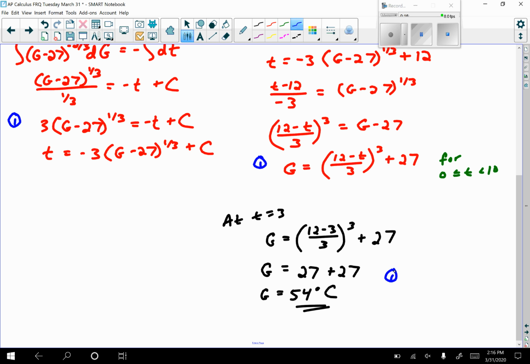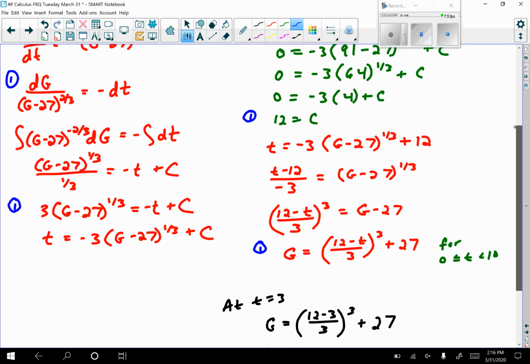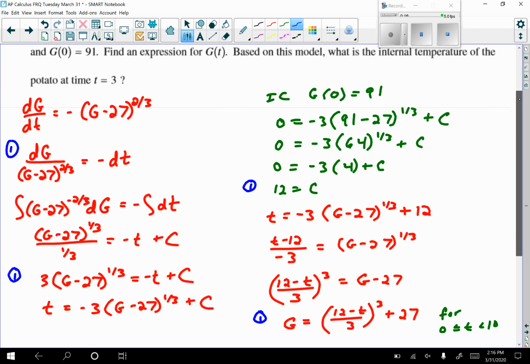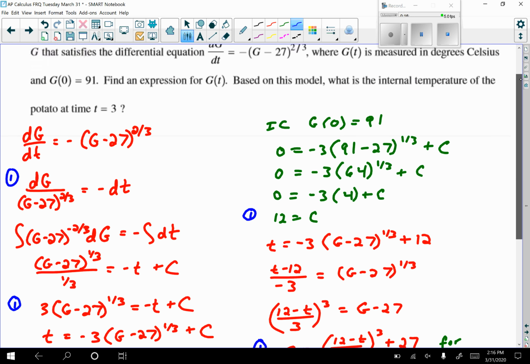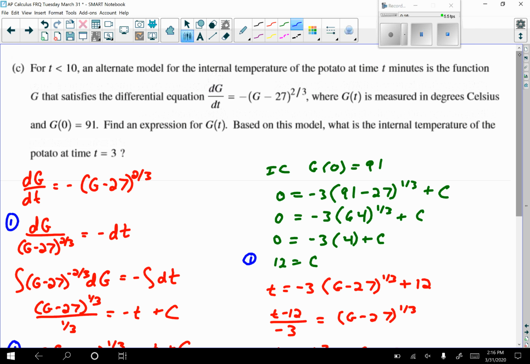All right, so again, that was a lot of work, but just for part C, we get more than half of the points on this entire free response question. So please look this over. As always, let me know if you guys have any questions.